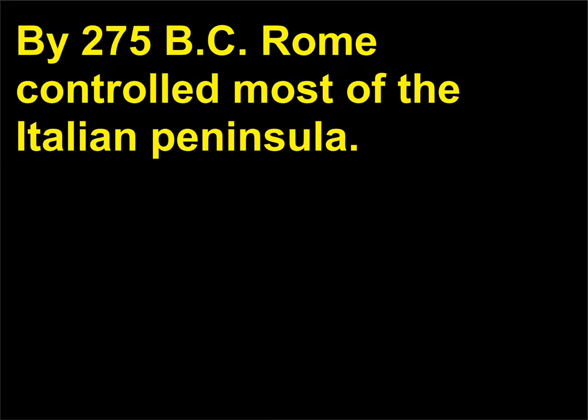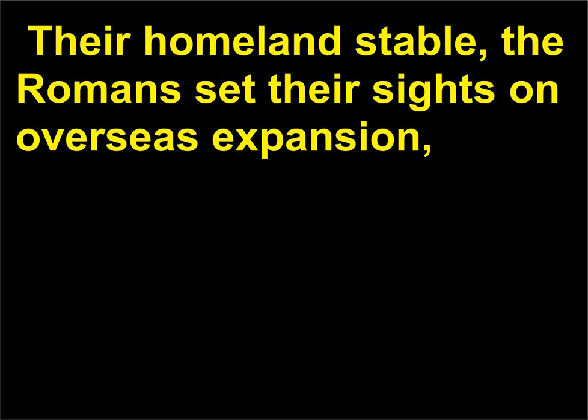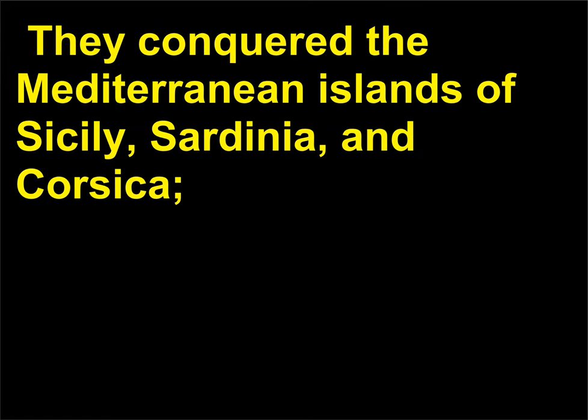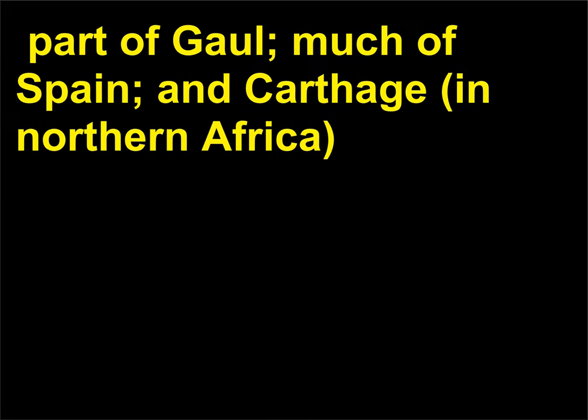By 275 BC Rome controlled most of the Italian peninsula. Their homeland stable, the Romans set their sights on overseas expansion. And between 264 and 146 BC fought the Punic Wars in order to gain territory. They conquered the Mediterranean islands of Sicily, Sardinia, and Corsica, part of Gaul, much of Spain, and Carthage, in northern Africa.